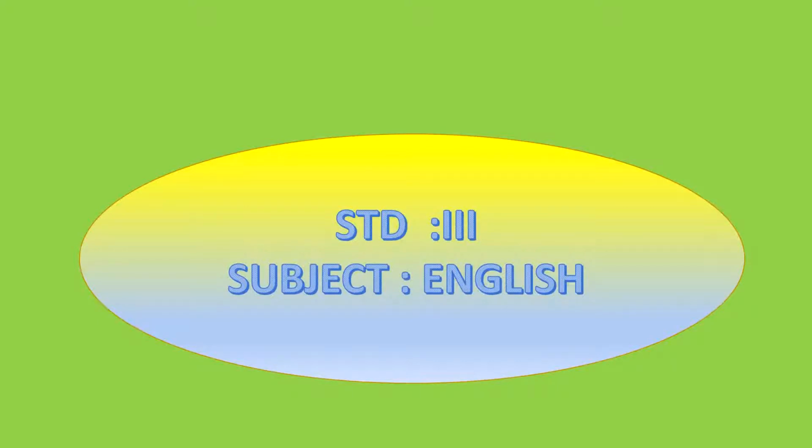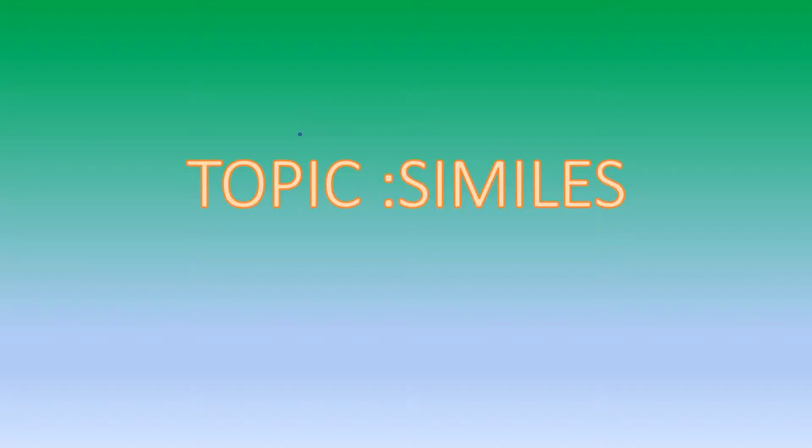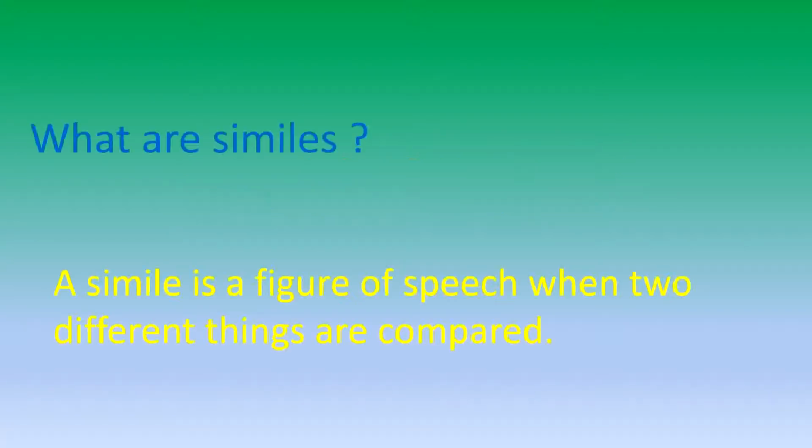Standard 3, Subject English. Topic: Similes. Now, children, a few days back we had studied a lesson called The Honeybee Speaks, a monologue. Remember? Now, do you remember how the bee was described in that lesson? She was called a busy bee.